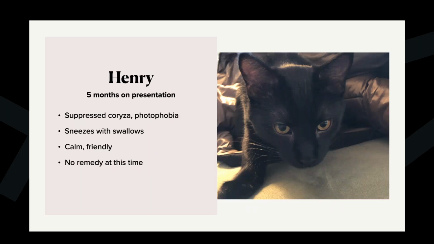I'm going to do a couple other, this is another cat family that I've been seeing for several years. I used to see their last 2 cats, and these are the 2 cats that they got several years ago now. I think they're like 8 years old now. And one of them is Henry, and he is one handsome boy. He has a little white tip on his tail and otherwise is black. He's so handsome. And he was about 5 months old when I saw him, and he'd had a suppressed coryza. He had been suppressed with medications and a little bit of photophobia.